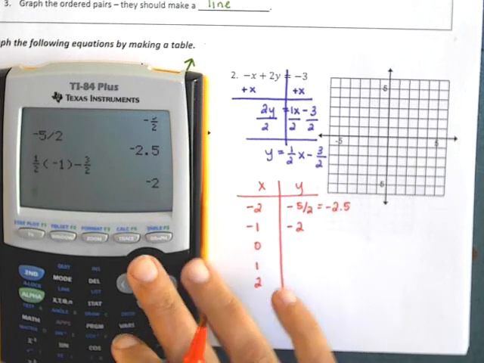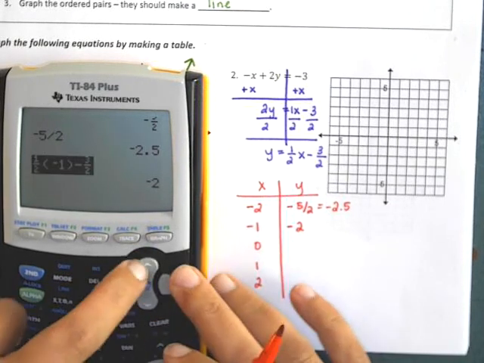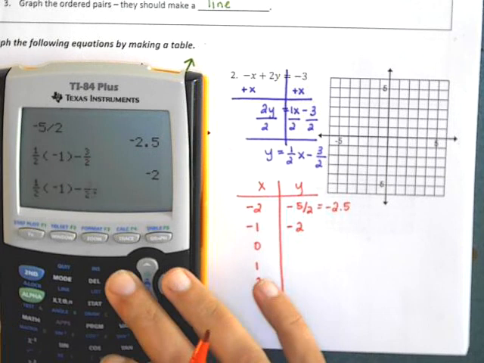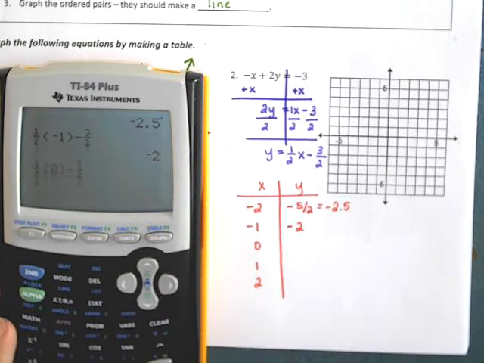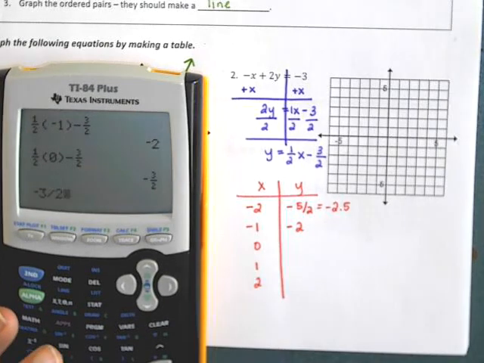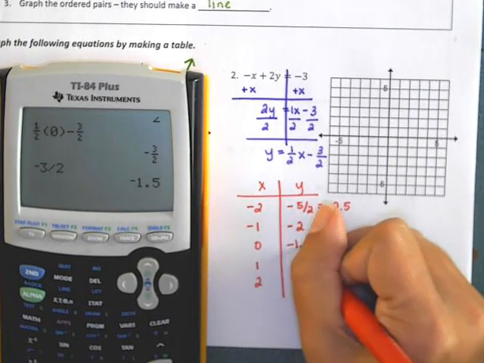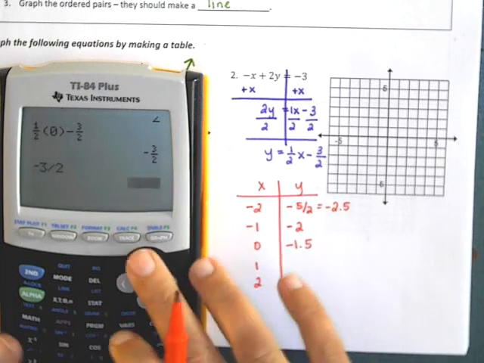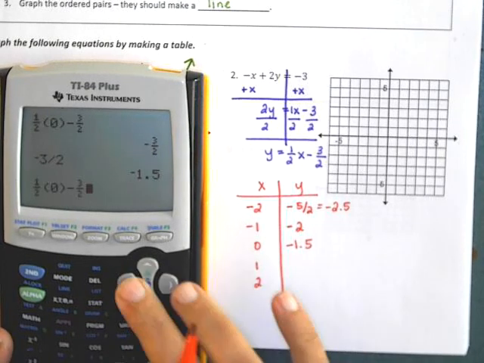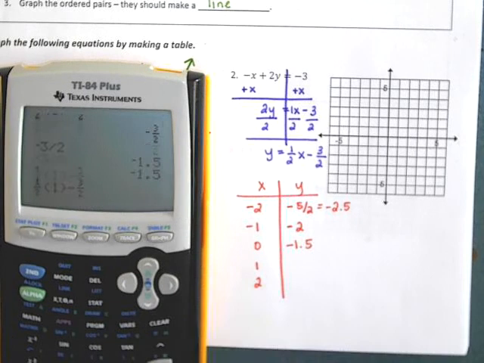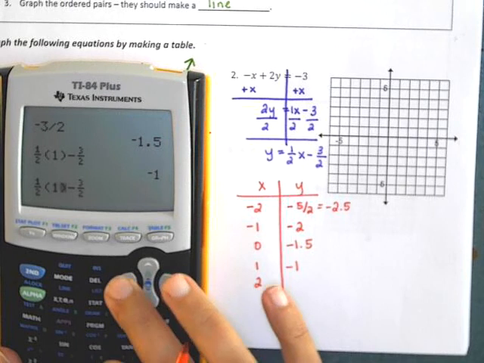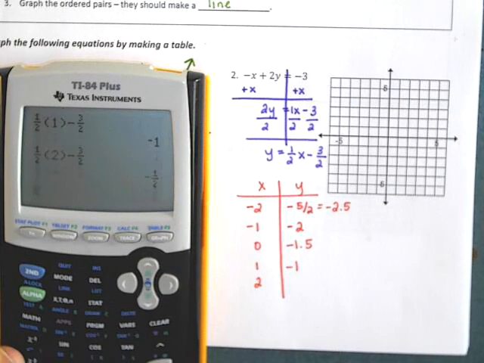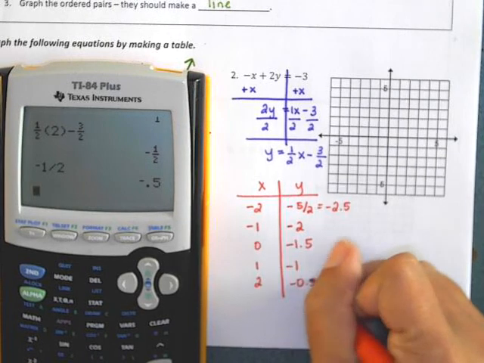I'm going to type in 0. If I hit up, up, up with my arrows and hit enter, it'll actually copy this down, and then I can just backspace and replace the -1 with a 0. Again, if I turn that into a decimal, -3 divided by 2 is -1.5. If I hit up, up, up till I highlight it and hit enter, I can change the 0 to a 1, and then I get -1. And if I hit up, up, enter, I can change the 1 to a 2, and -1 divided by 2 would be -0.5.